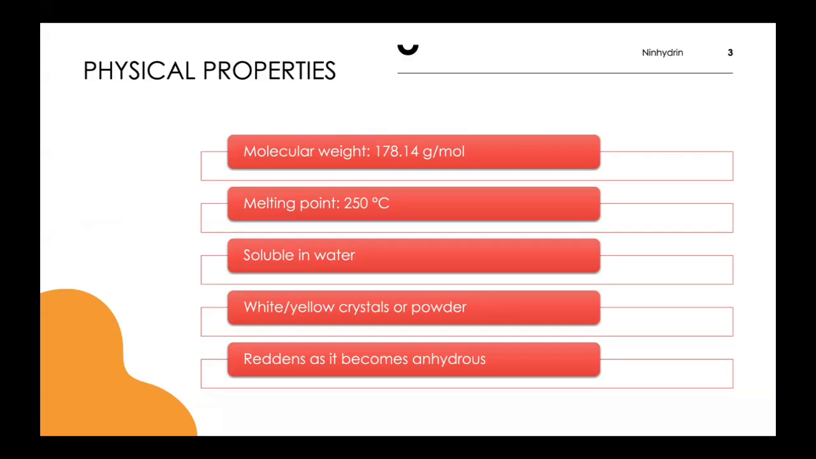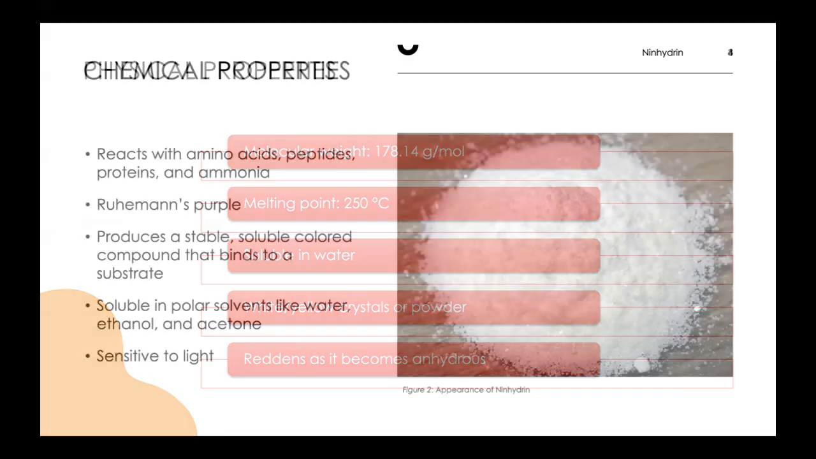Ninhydrin's molecular weight is approximately 178.14 grams per mole, and it has a melting point of 250 degrees Celsius.